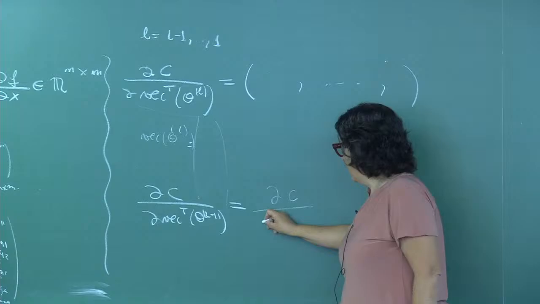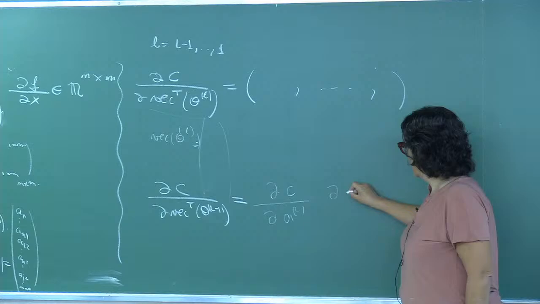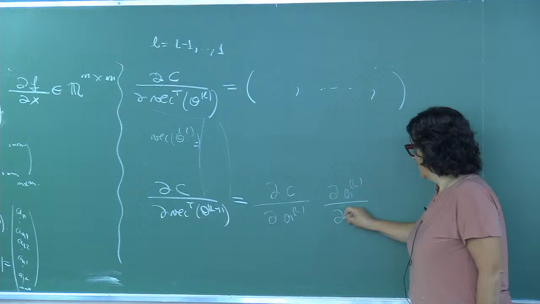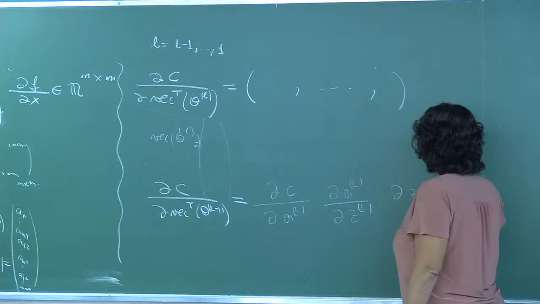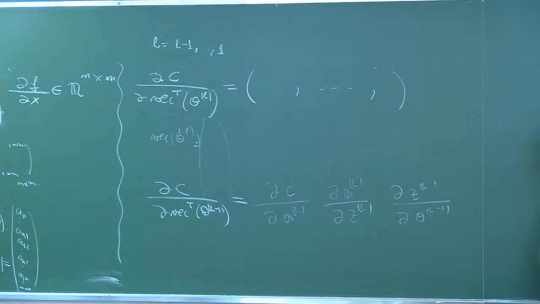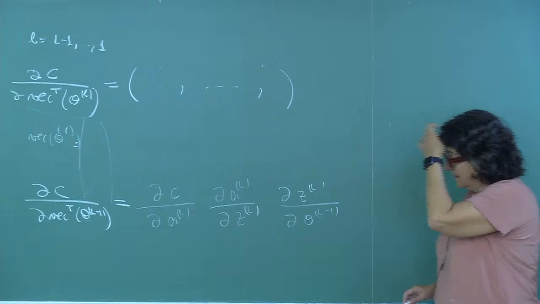We go first to what? To AL, no? And then what do we do? AL with respect to what? ZL, no? ZL, yes. And then we go ZL with respect to theta L minus 1. And we finish. Okay, suppose I want to give you an idea, and then I will erase and do the computation. Now let's continue one more step. We can do two steps, we can do all the steps, no?